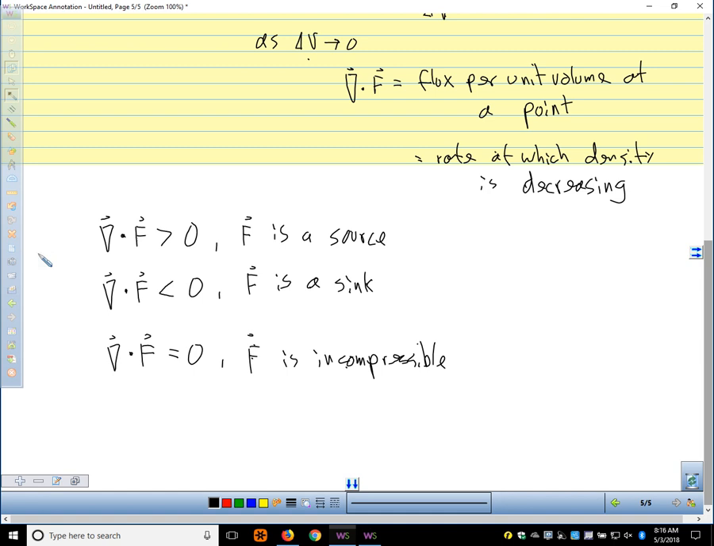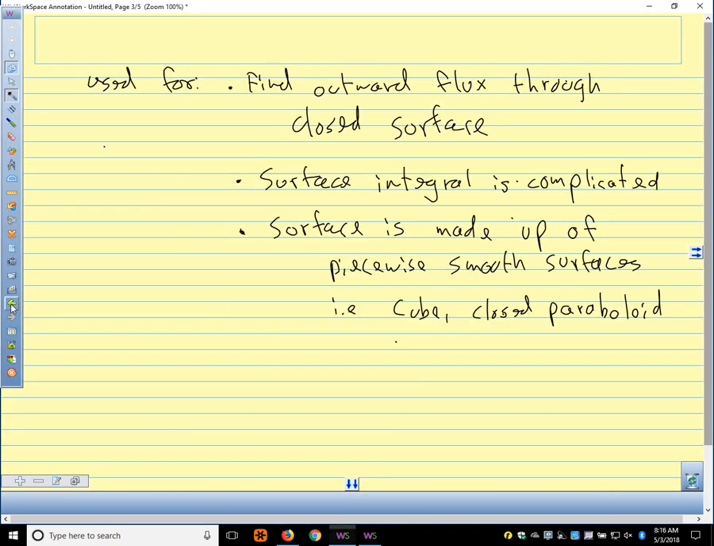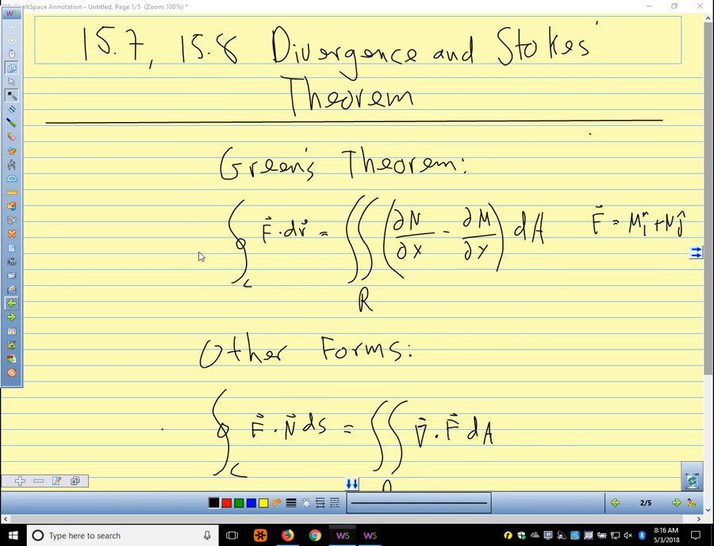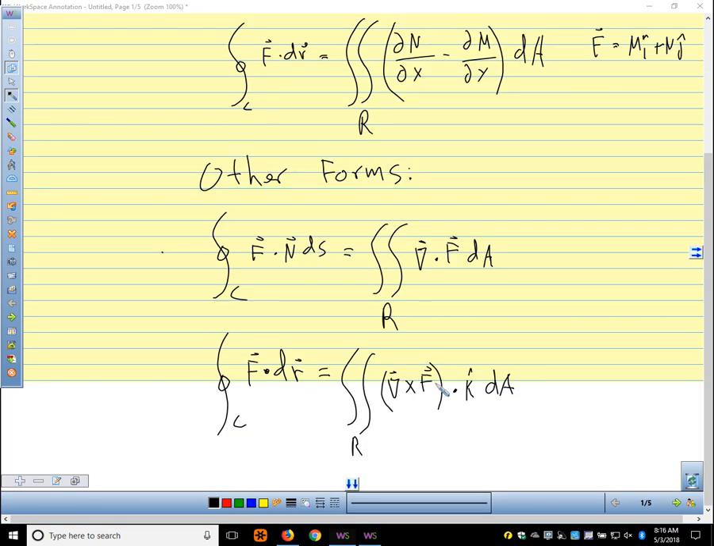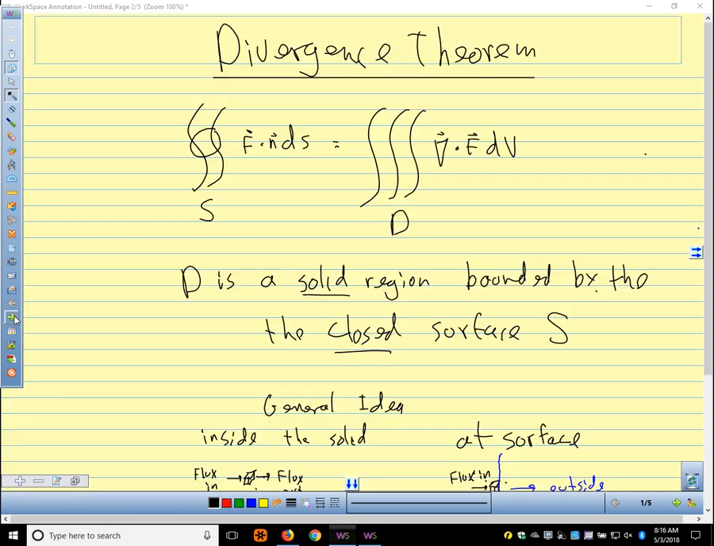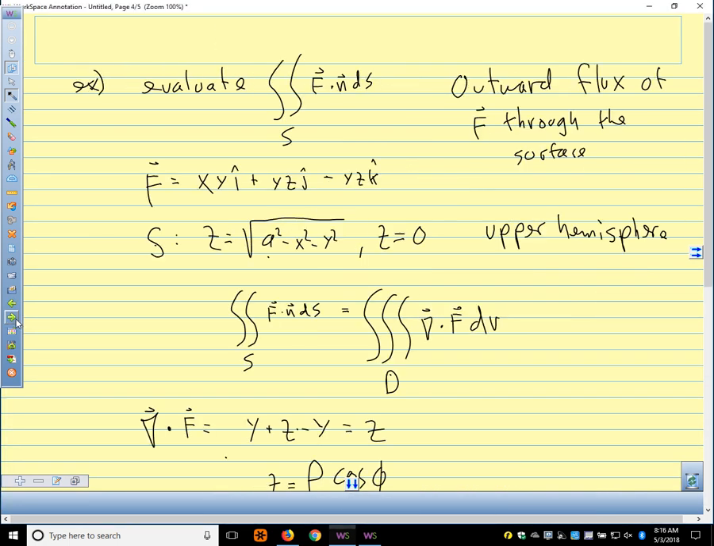All right, last topic. I'm going to back up here really quickly. This tangential component of Green's theorem, we're going to extend that to 3 dimensions. That's what Stokes theorem does for us.